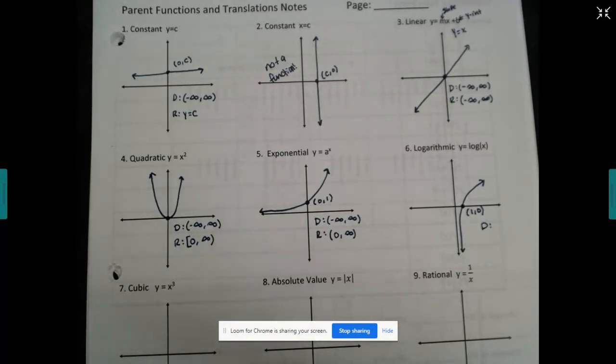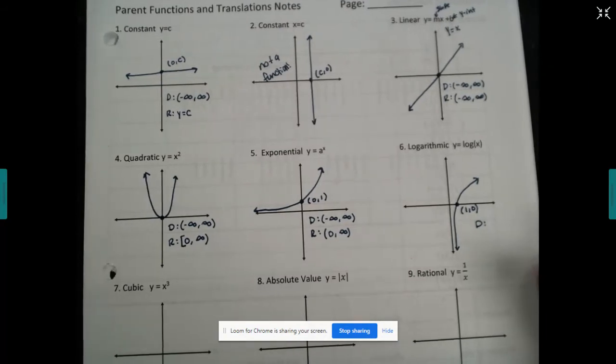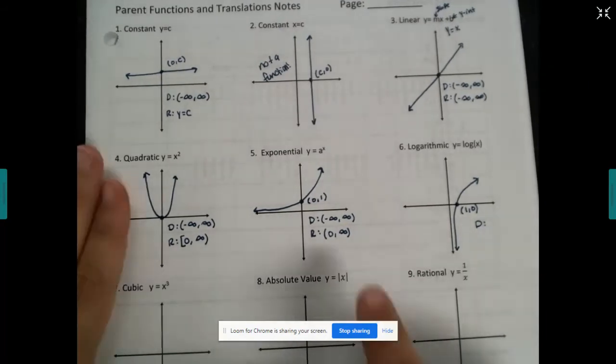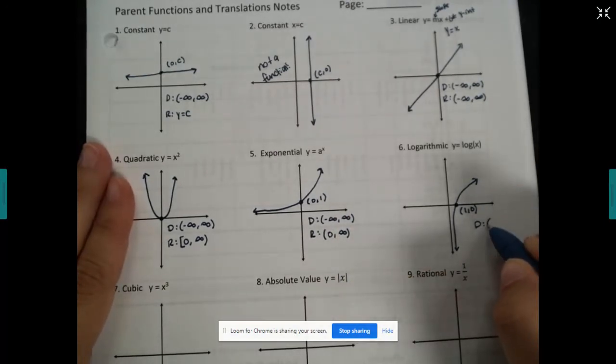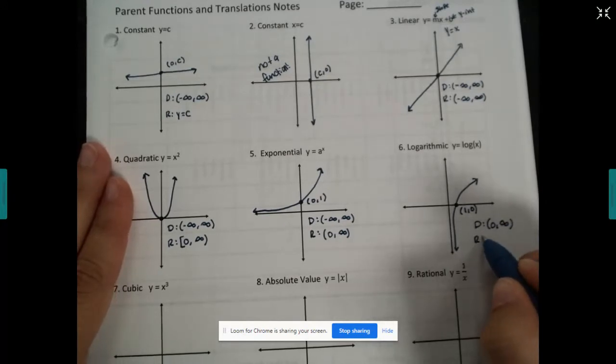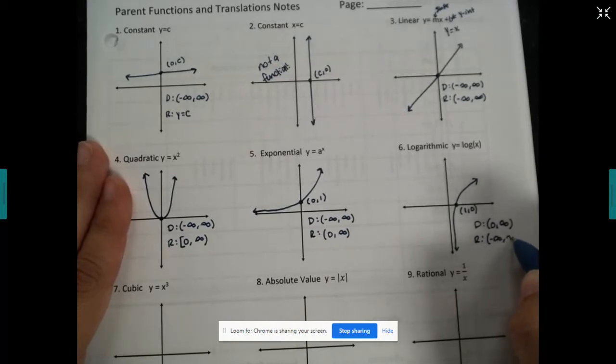And so in this one, you can never take the log of a negative number or 0. So these domain and range kind of flip for this log. So our domain is from 0 to infinity. But then for our range, it is going up forever, down forever. So negative infinity to infinity.